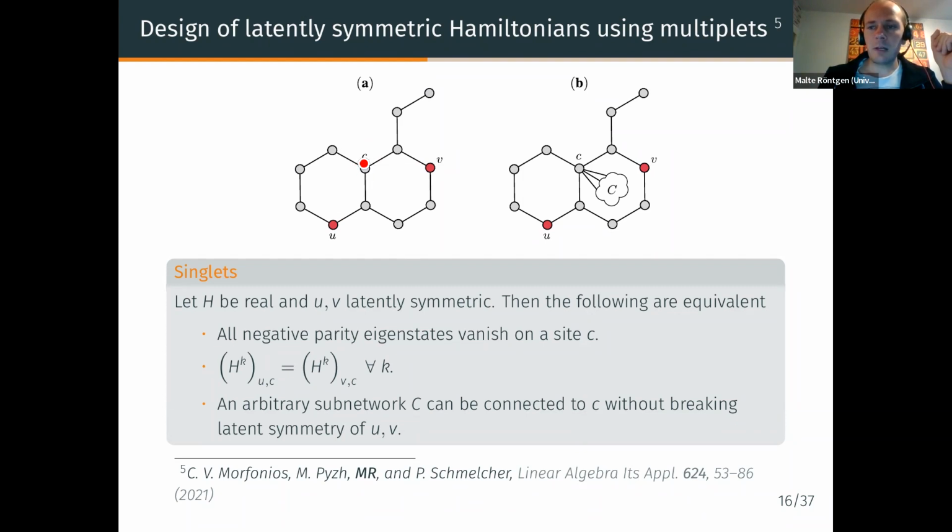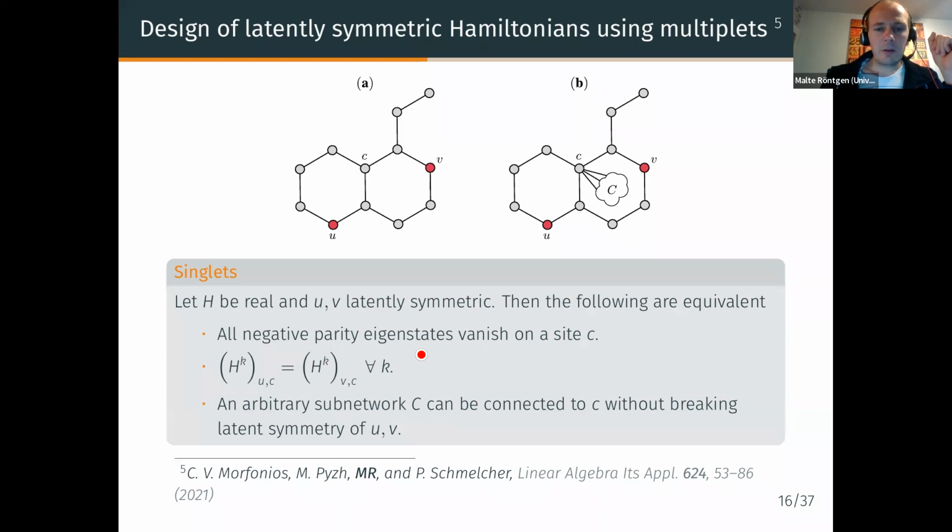Now, this you might use if you have a network of oscillators and you want to keep an excitation in a subnetwork. You just find the latently symmetric points and these specific sites, and then you can divide your network into subnetworks. In our work, we call these specific sites C, which fulfill this property, singlets. It has nothing to do with spectroscopy, though. We just needed a fancy name, and well, there will also be multiplets.